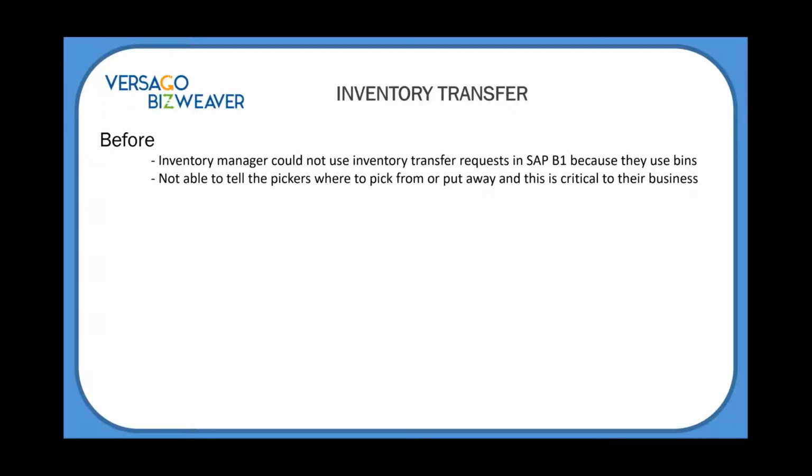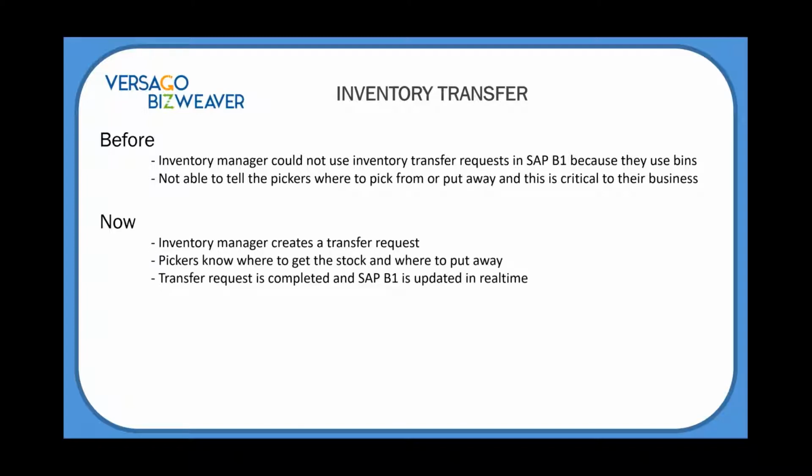The challenge before we put in the Fix It Friday solution was that the inventory manager could not use inventory transfer requests in SAP Business One if you use a bin location, because they wanted to tell the pickers exactly where to put away the items into the bin, into a specific bin location, or also where to pick them from.